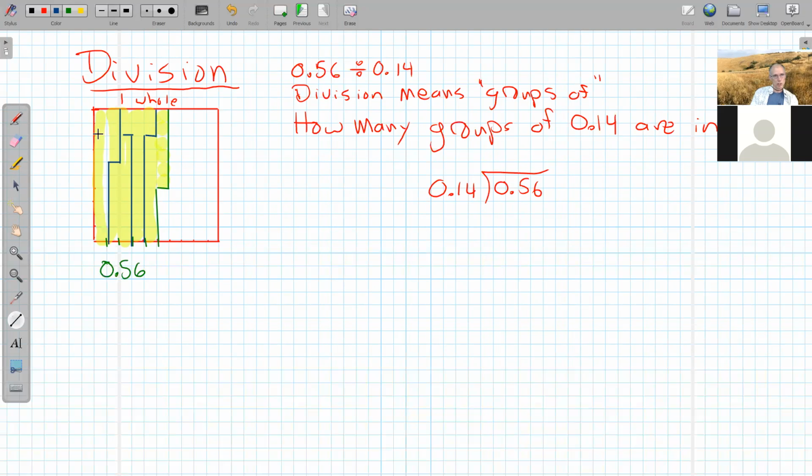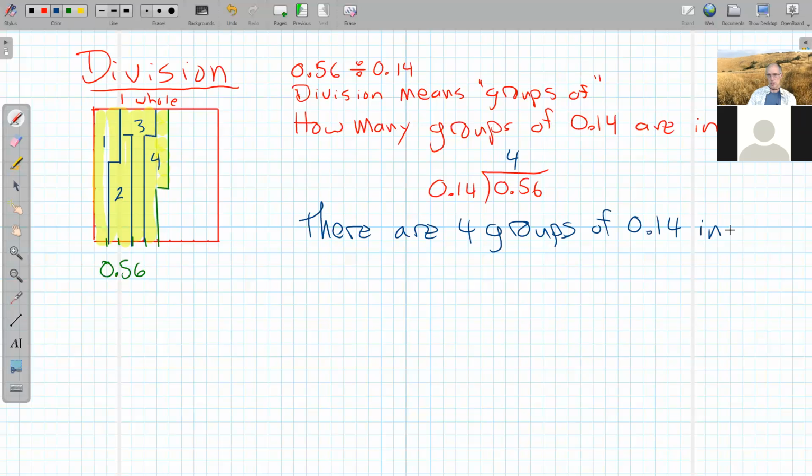There's another group. So I have 1, 2, 3, exactly 4 with none left over. So there are 4 groups in there. Four groups of 14 hundredths in 56 hundredths.